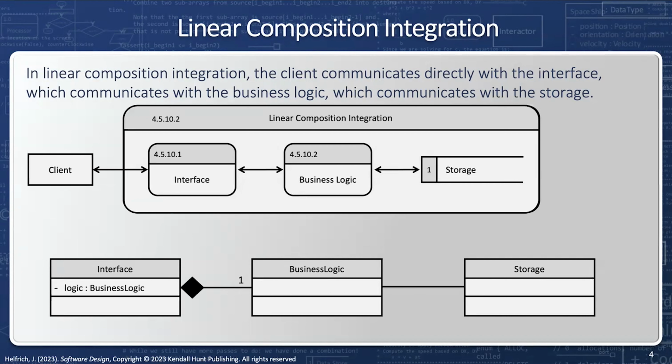Now, the business logic is connected directly to storage, and once again, the business logic is going to have a member variable of type storage, and it's going to be through composition, and there's going to be exactly one. So when I instantiate a business logic object, then of course I get a storage for free. And of course, when I free my business logic, I free my storage.